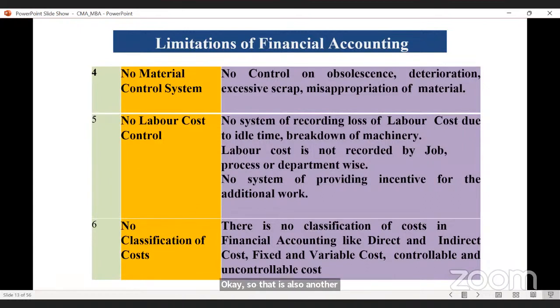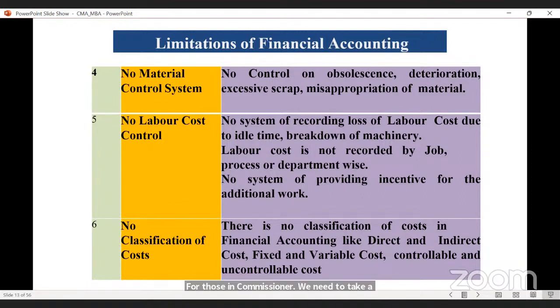Again, no labor cost control. No labor cost control means, like material, it also cannot control the labor cost because it will give you only the overall picture. So there is no system of recording loss of labor cost due to idle time, or cost incurred due to breakdown of the machinery. Okay, so no system of providing incentive for additional works. So these all are the information relating to labor cost. If we seek all those information, then we cannot get those information from financial accounting. For those information, we need to take the help of cost accounting.